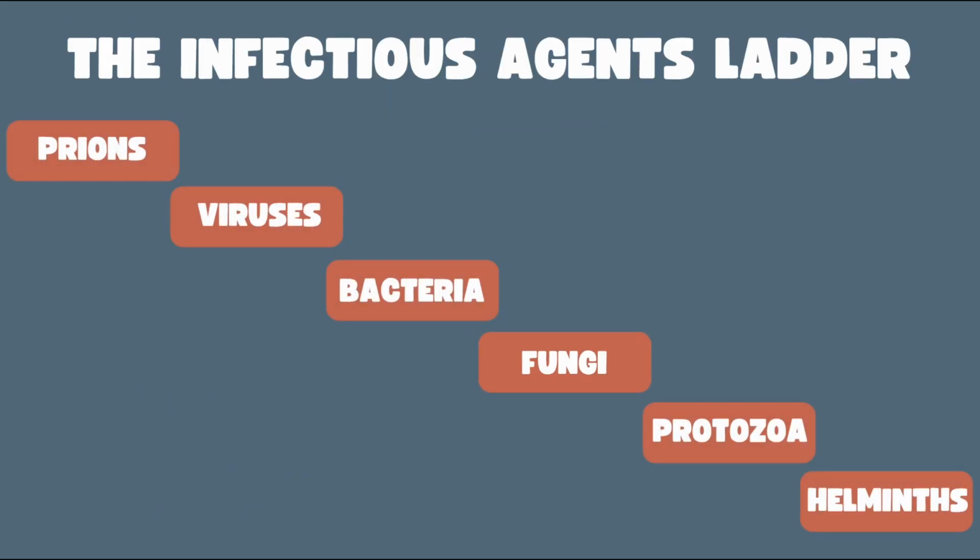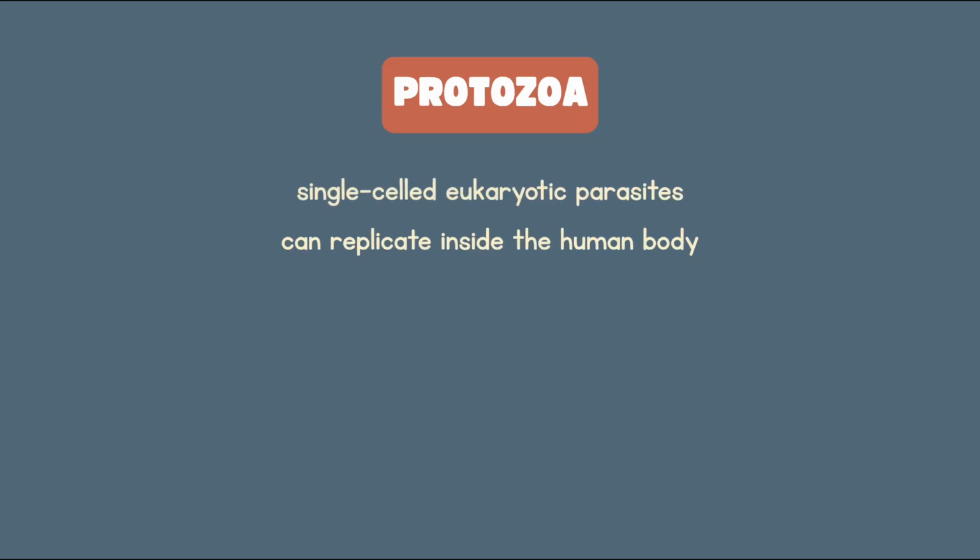Next, we're going to look at protozoa. So protozoa are single-celled eukaryotic parasites. One important feature is that they can replicate in the human body, and this is the main difference between them and helminths, which we'll discuss later. Protozoa can replicate in the human body, and because they can do that, the protozoa infections can worsen rapidly.